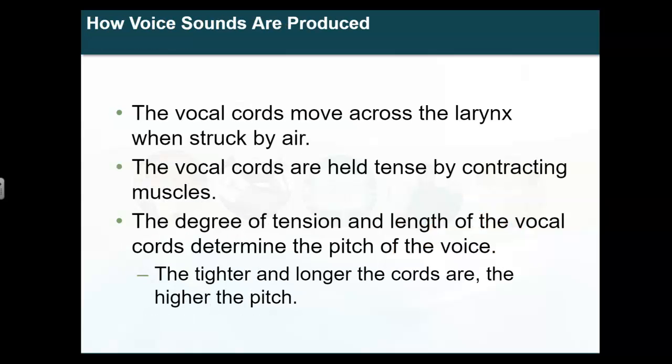So how do we make sound? The vocal cords move across the larynx when they're struck by air. They're held tensely by contracting muscles, and the degree of tension and the length of the vocal cord determines the pitch of the voice. The tighter and longer the cords are, the higher the pitch of the voice is.